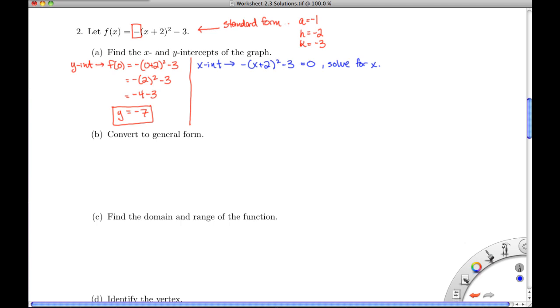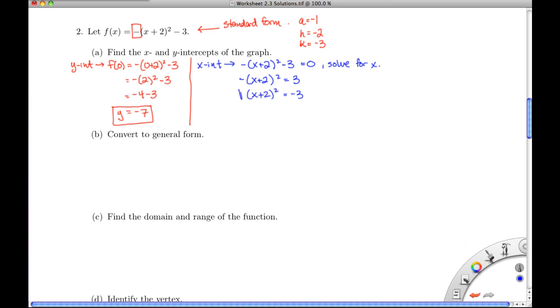So what I'm going to do is add 3 to both sides first. So this is one way you could do it. If I add 3 to both sides, and then I'm going to next multiply both sides by negative 1 to get rid of that negative sign. So that's going to give me x plus 2 quantity squared is equal to negative 3. Now to get at that x, I'm going to have to take the square root of both sides.